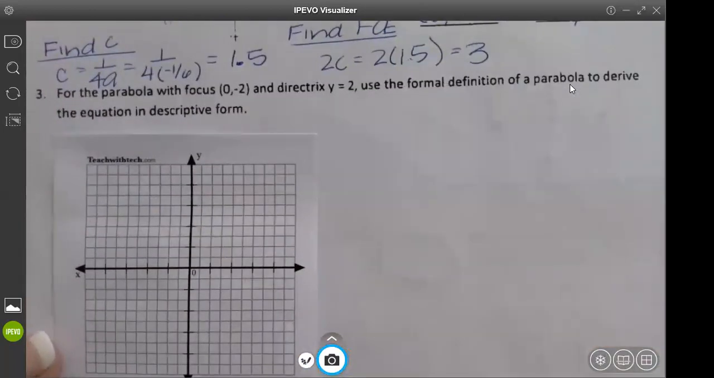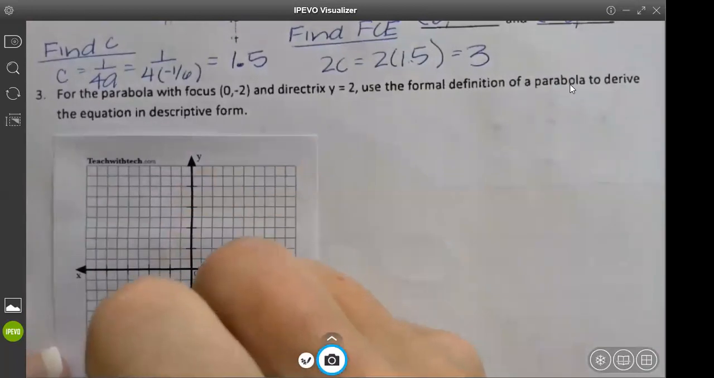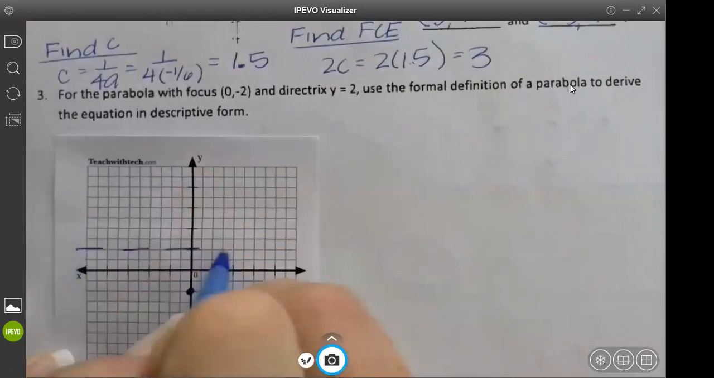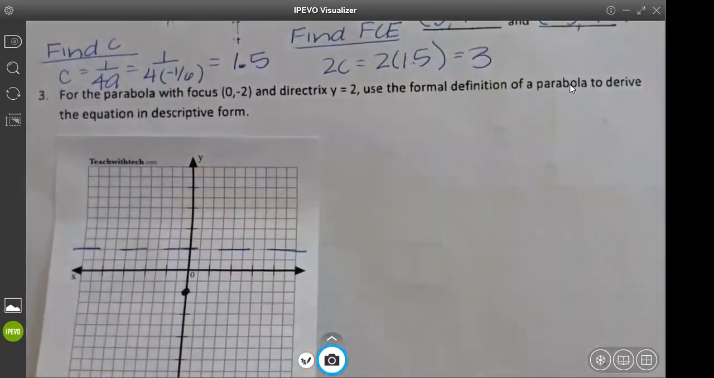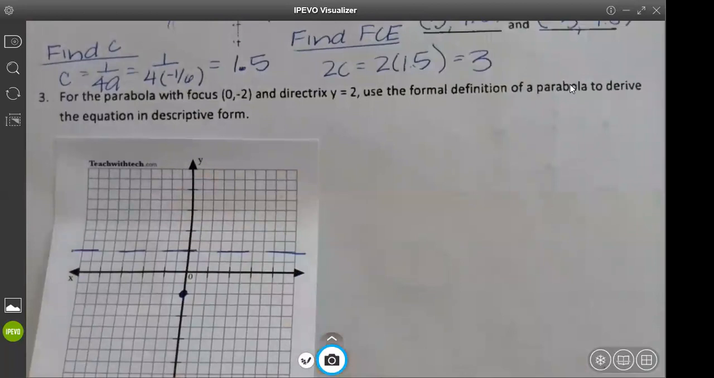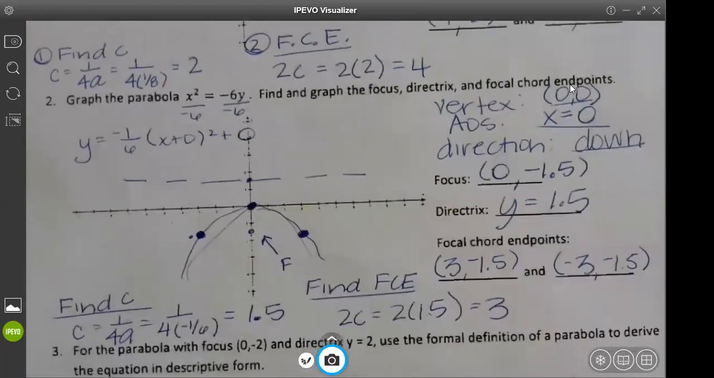All right, so we have a focus at 0, -2. We have a directrix at y equals 2. This tells you 2 things. The first thing it tells you is exactly where the vertex is. And the second thing it tells you is how it opens. Okay, so how do I know where the vertex is? If I go back to these, here's your focus, your vertex, your directrix.